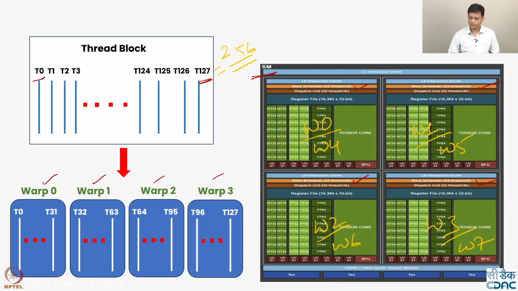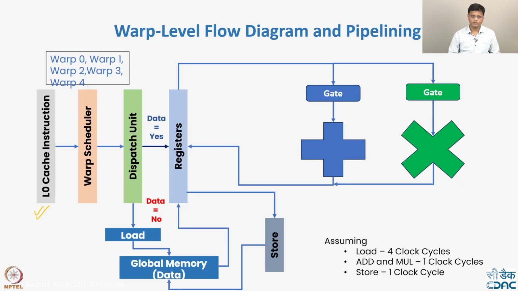If you see here, the L0 cache, these 4 things you can see here: L0 instruction cache, warp scheduler, dispatch unit, register files, and then the execution units. So, I have mentioned this is an L0 instruction cache, there is a warp scheduler, dispatch unit, registers. After the registers there are execution units.